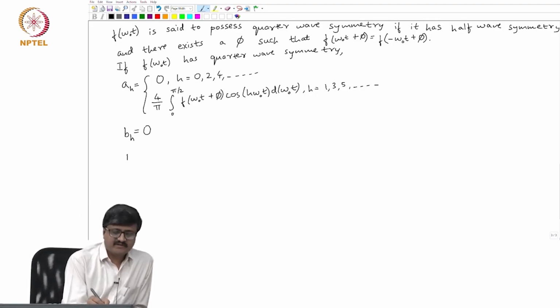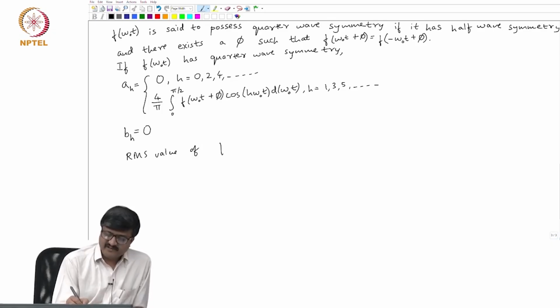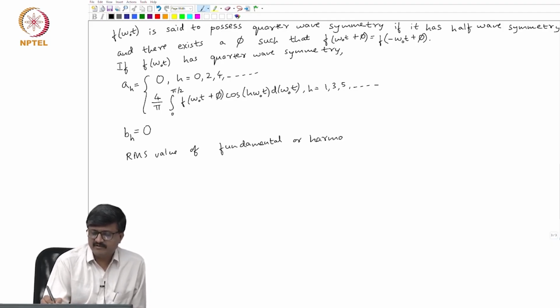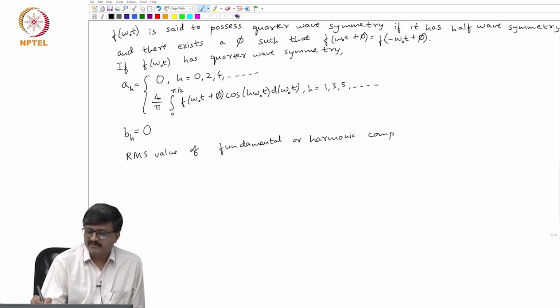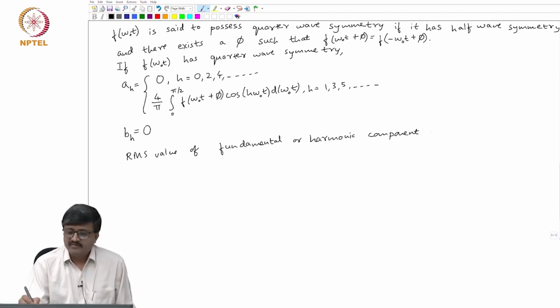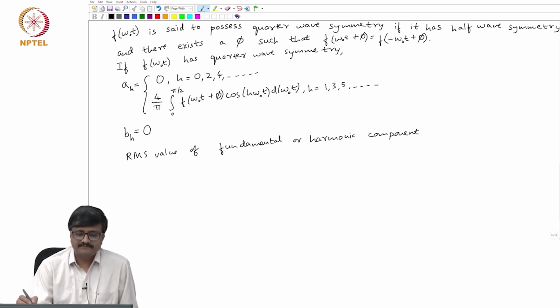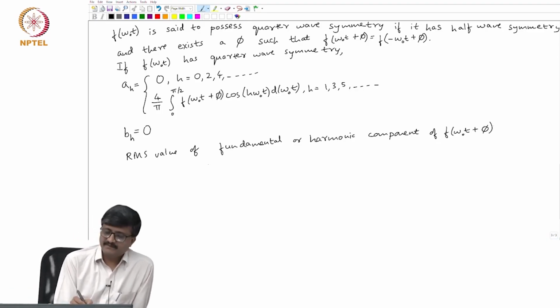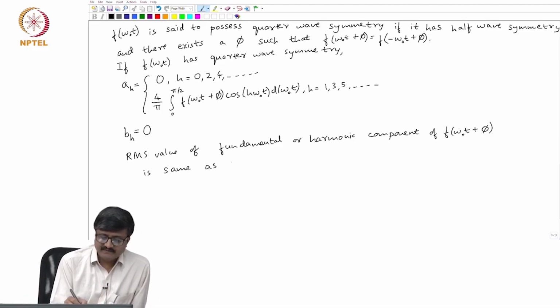So, the point to be noted here is that the RMS value of the fundamental or harmonic component of f of omega o t plus phi is the same as that of f of omega o t.